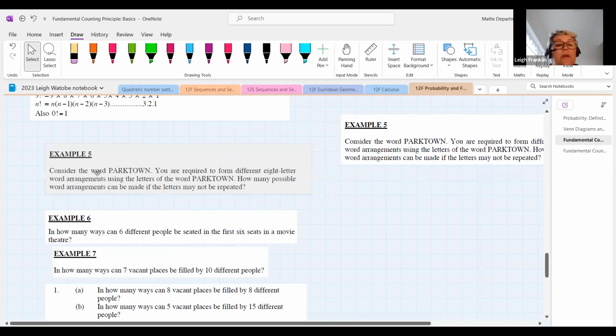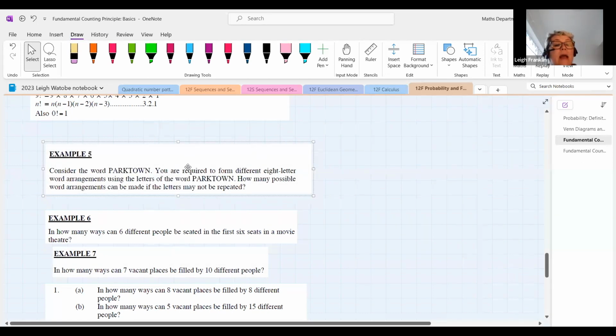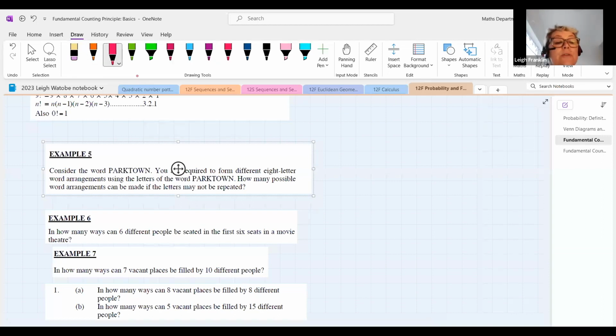I think we've spoken about this, in how many different ways we can rearrange the letters of the word Parktown to form as many different possible word arrangements. This is where we start using factorial notation because the letters may not be repeated. So we've all agreed there would be 8 factorial ways in which that could happen.